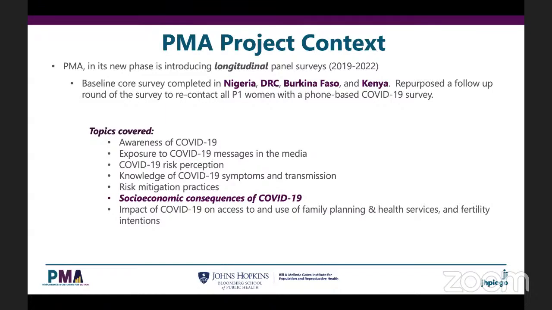I'm going to focus on a couple of results from the socioeconomic questions. And I'm presenting results from four geographies. And I keep saying geographies because it covers both countries and urban areas. So we fielded the COVID surveys in two nationally representative panels. For Burkina Faso and Kenya, the results are nationally representative. And then two are representative urban panels: Kinshasa in the DRC and Lagos in Nigeria.